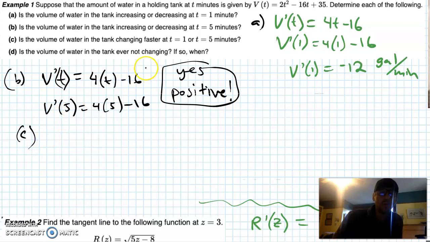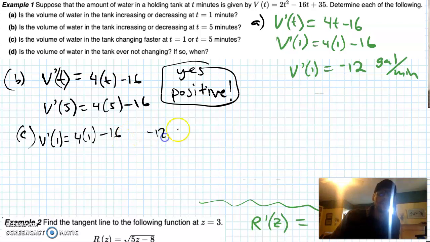C, these are all the ones you did in class. Is it changing faster at 1 or 5? Well, it's an interesting thing. The volume now, if I plug in 1, so this would be 4 times 1 minus 16. So the rate of change at 1 is negative 12. So negative 12 gallons per minute at 1 minute. And then at 5 minutes, we already did that. It was 4 gallons per minute.